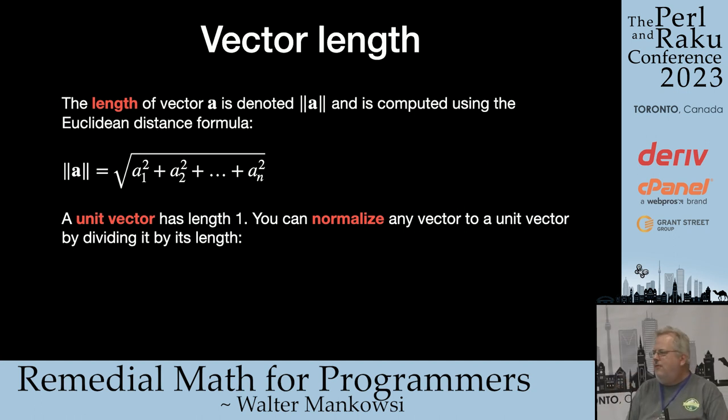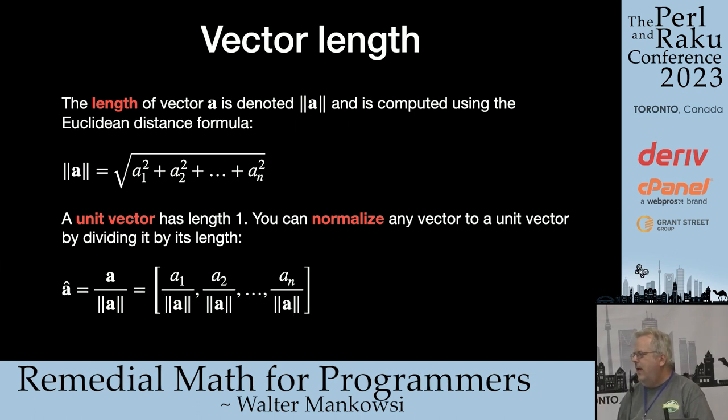Lots of times we want to have unit vectors. Unit vectors just mean that the length is one, and you can normalize any vector by dividing it by its length, just like that. Or you're dividing all the elements of it by its length.